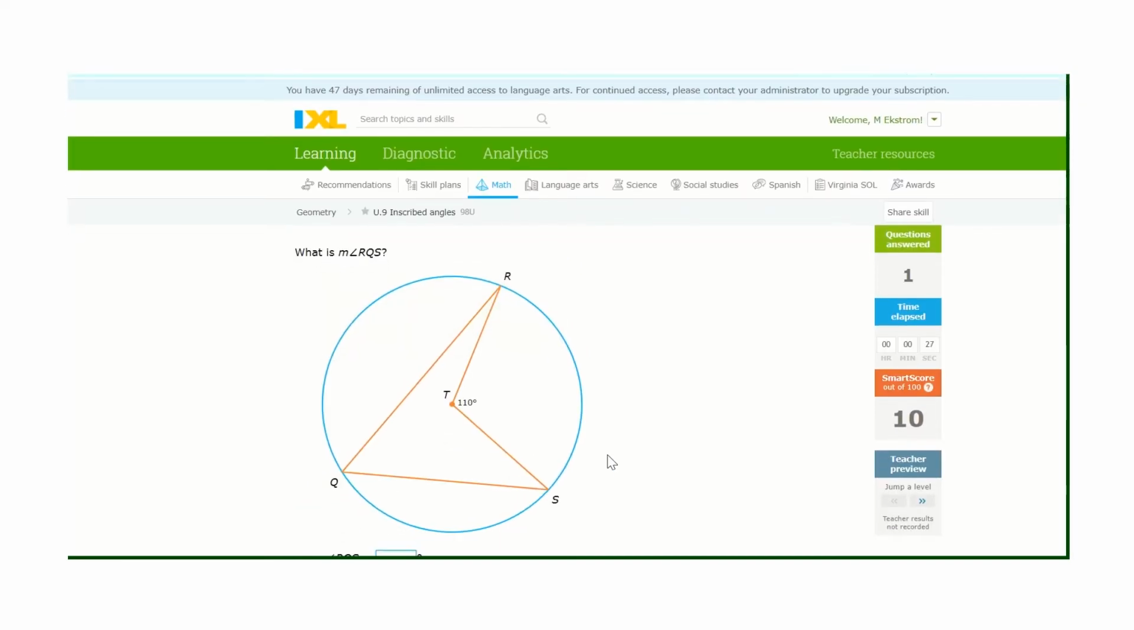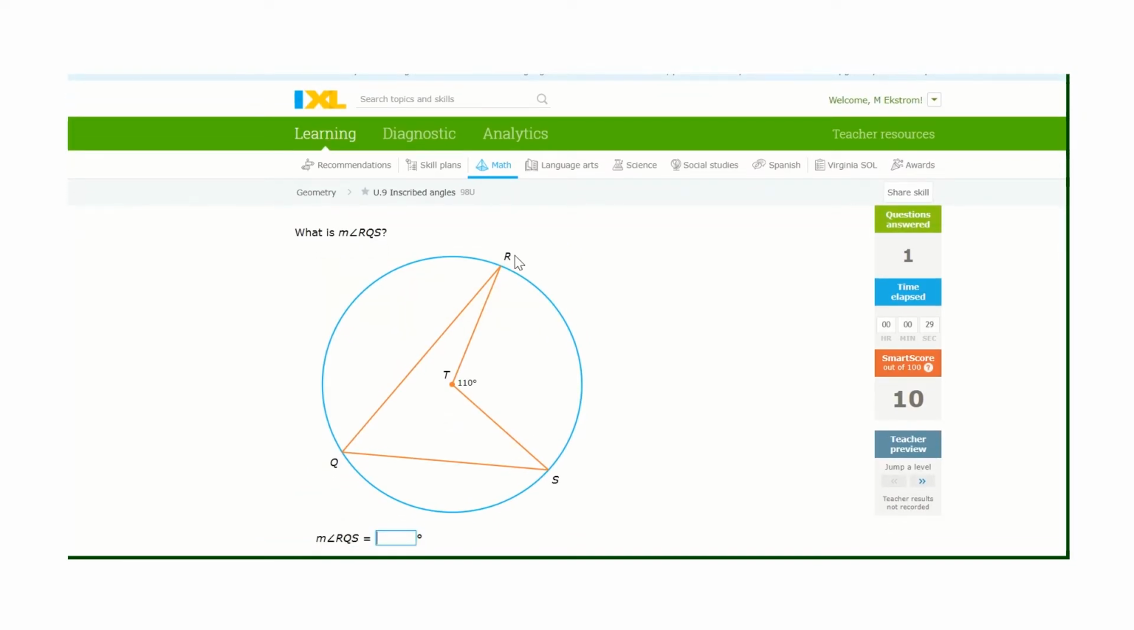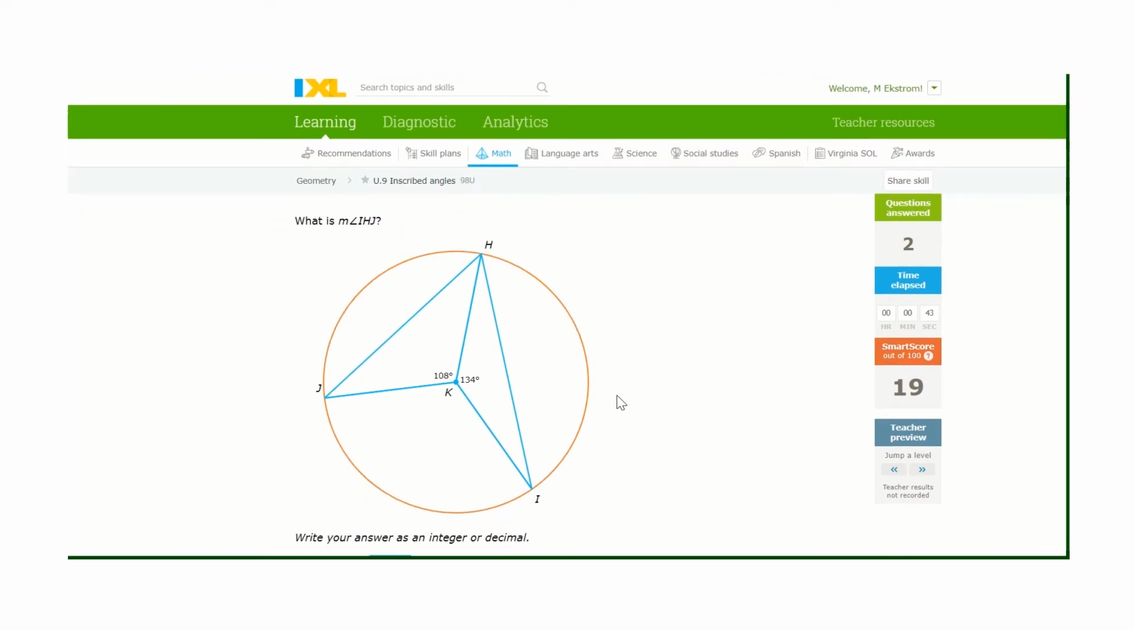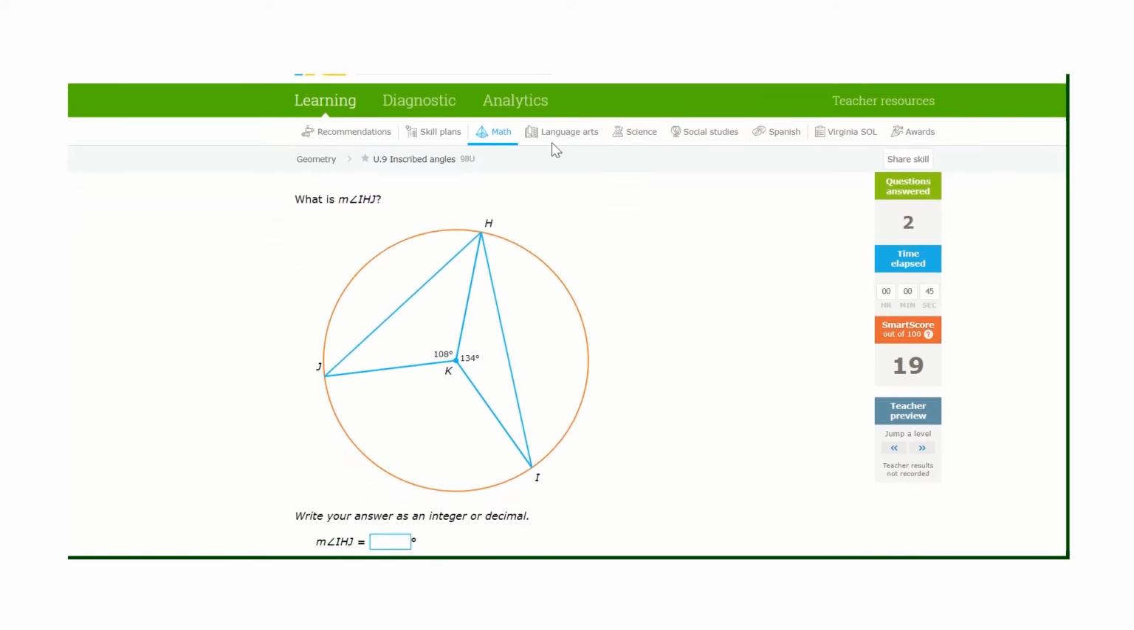Excellent, 10 points up. RQS, well, RQS is the inscribed angle. What have we just learned about inscribed angles? They are half the central angle. 110 divided by 2. Boom, we're up to 19 points. Oh, okay, so you're saying that all the problems are not the same? Well, that's good. That'd be boring if they were.